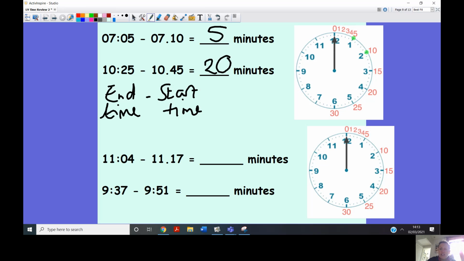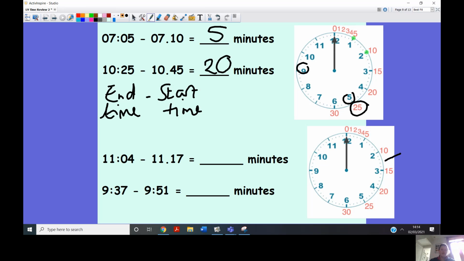And I can just quickly see that on my clock: 5, 10, 15, 20. Simple as that. However, it's not always going to be in jumps of 5s. We're going to sometimes have our minute intervals. So we need to remember each one of these little sections in our clock is equal to 1 minute.